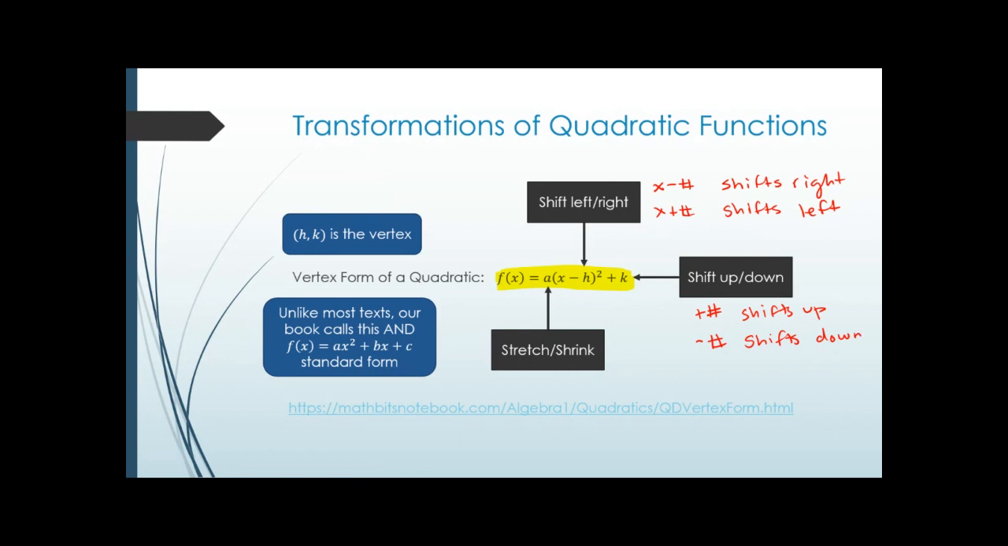So when you have a quadratic, you have these three basic transformations: a stretch or a shrink, a horizontal shift left or right, and a vertical shift up or down. When your equation is in vertex form, you can figure out those transformations immediately from the equation. You don't have to do any math, you can just read them off because the equation will tell you.